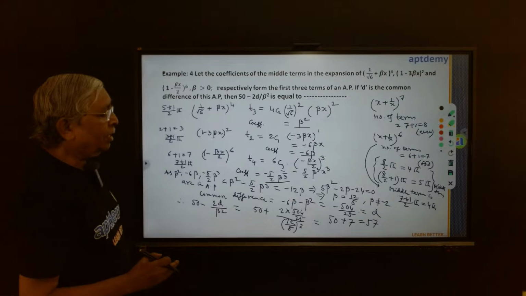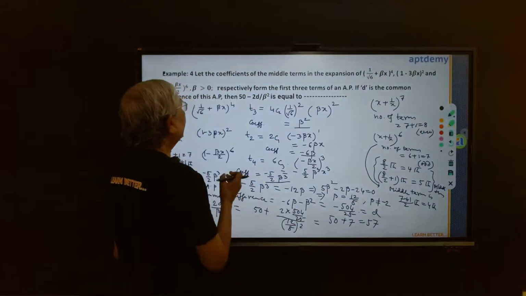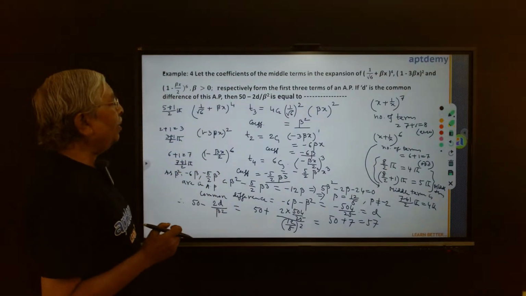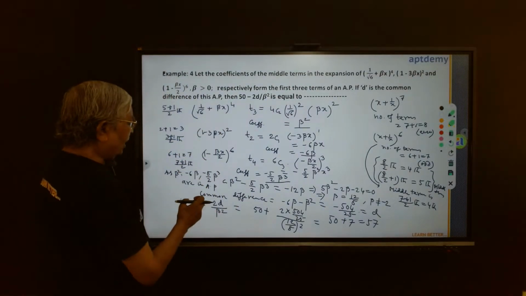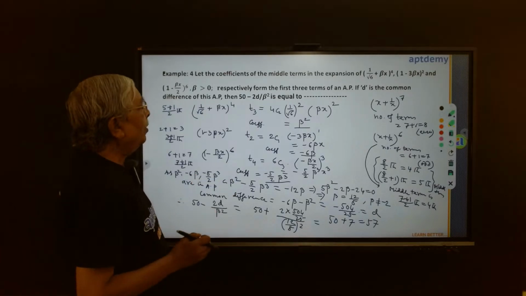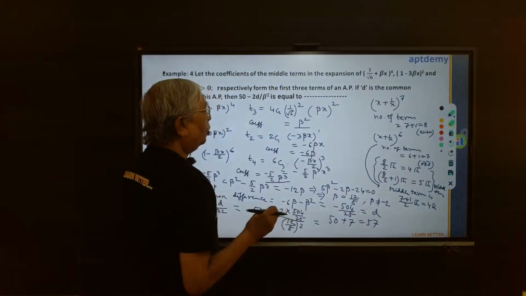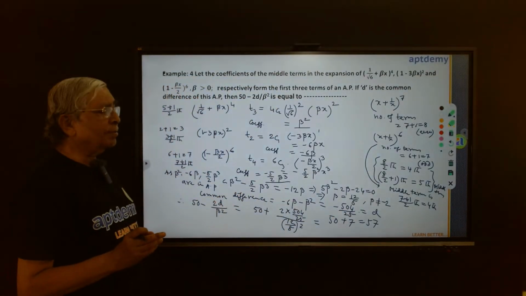Just add this. From this, you find the value of beta is 12 by 5. Next, finally we want 50 minus 2d by beta square. Put the value of d and beta square, and that will give the value of 50 minus 2d by beta square, that is 57. So the answer will be 57.